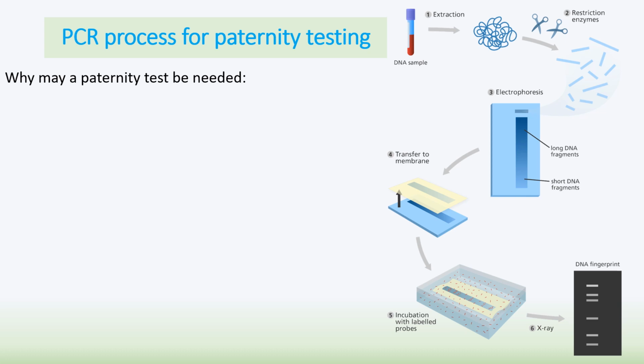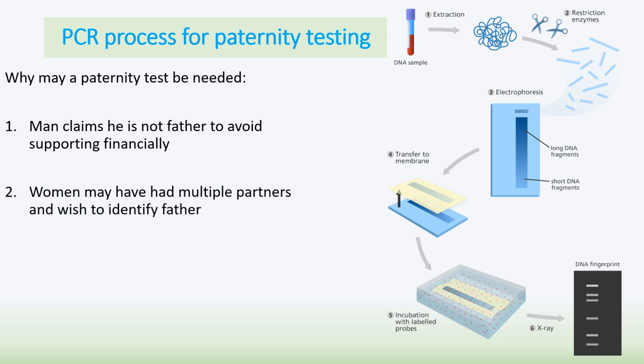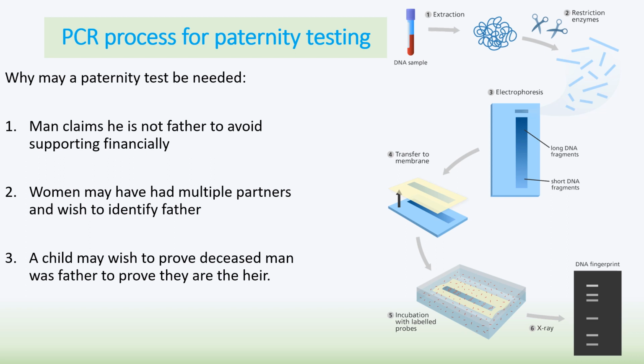or might use it to test because a man claims that he's not the father to avoid financial support. Women might have had multiple partners and need to identify the father, and a child might wish to prove that the deceased person was their parent for financial reasons, or it could also be used for issues like if someone died in war and they need to identify the body.